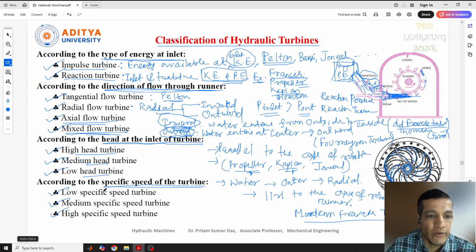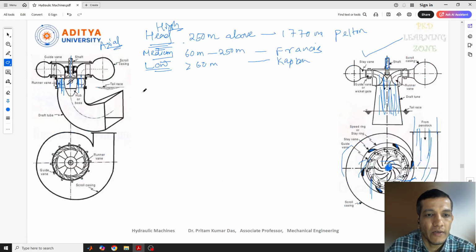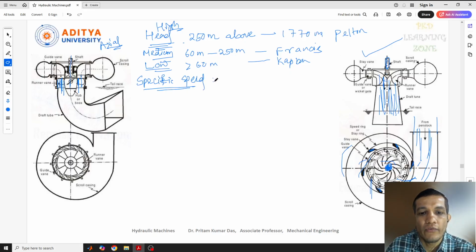Next is classification according to the specific speed of the turbine: low specific speed, medium specific speed, and high specific speed. Specific speed is the speed of a geometrically similar turbine which can develop 1 kilowatt of power while working under 1 meter of head. That is called specific speed.